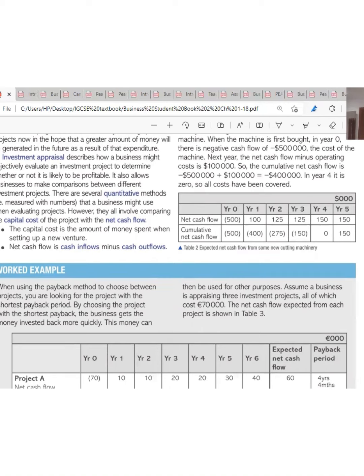the net cash flow. And when you talk about the net cash flow, we're talking about your cash inflow minus your cash outflows, the revenue you're going to generate, and the expenses that you will incur during that project. So the cost is different. The capital cost is the amount of money you spend to ensure that the project is done.